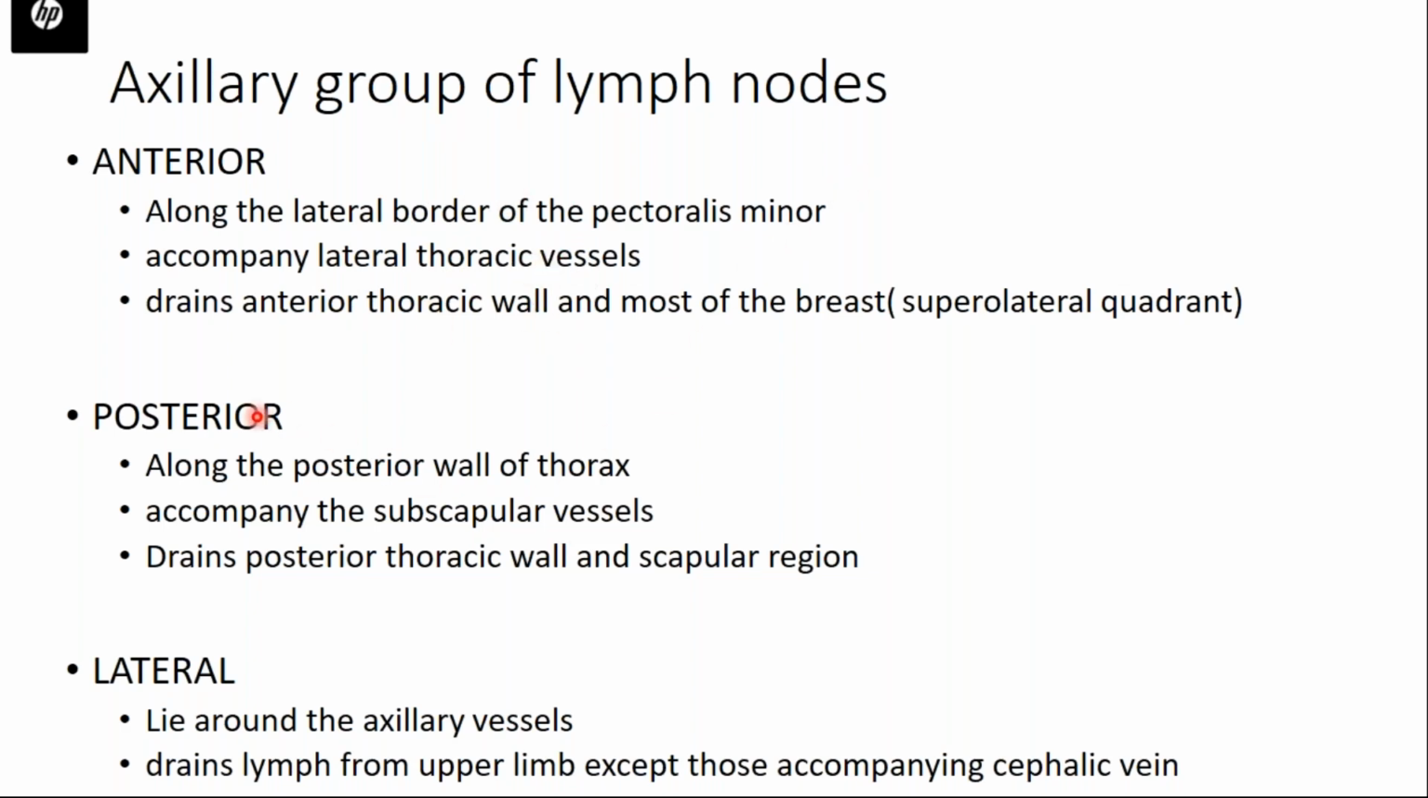The next one is the posterior group of lymph nodes. They are present along the posterior wall of the thorax, along the subscapular veins, and they drain the back, that is the posterior thoracic wall and the scapular regions. The lateral group, which is present near the arm, lies around the axillary vessels and drains the lymphatics from the upper limb, except those accompanying the cephalic vein.